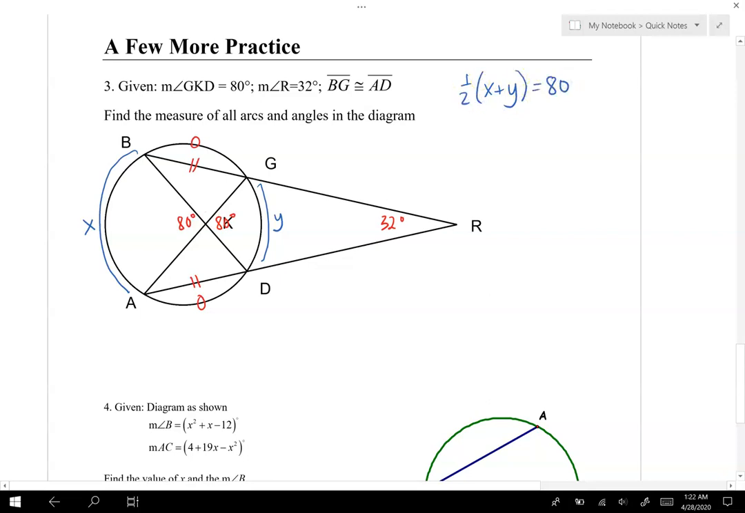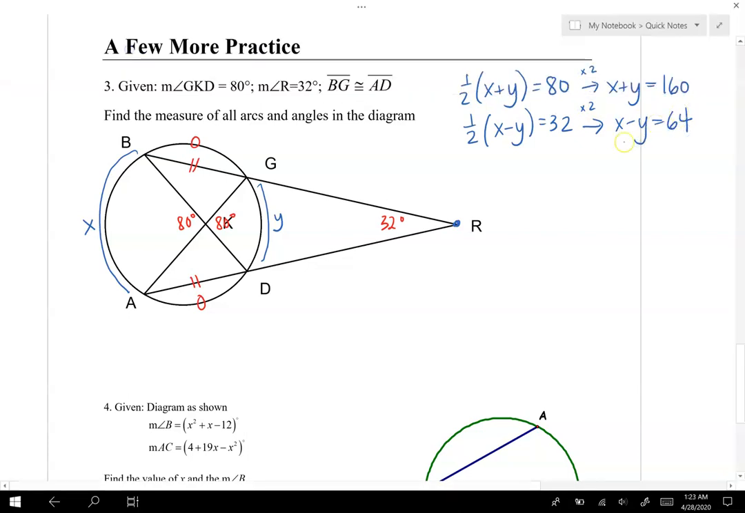Since the vertex is inside the circle, if I double both sides, that means X plus Y equals 160. Then I'm going to do the same for angle R. One half, but R is outside the circle, so it's 1/2 (X minus Y) equals 32. If I double both sides, times 2, I get X minus Y equals 64.